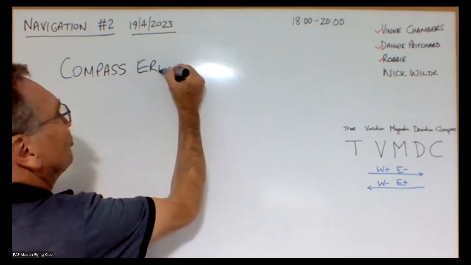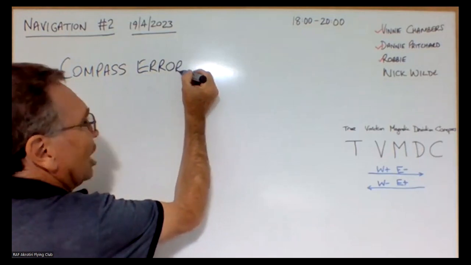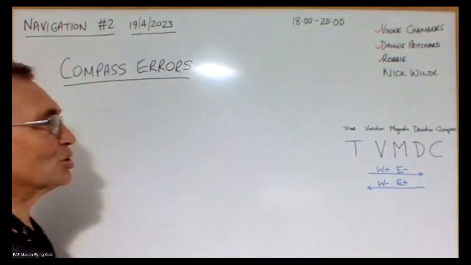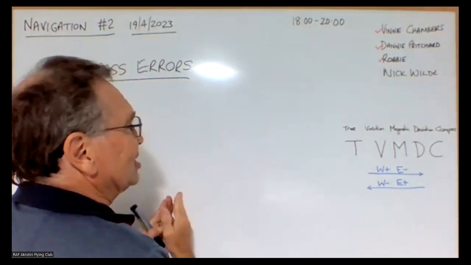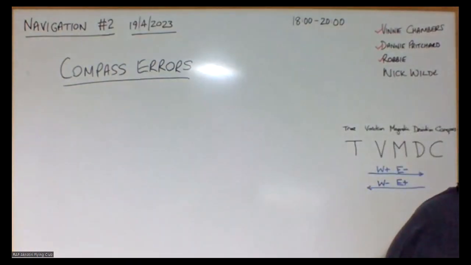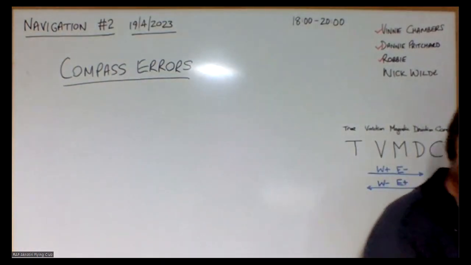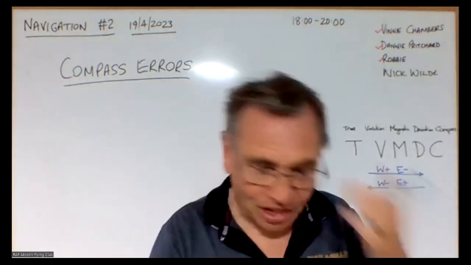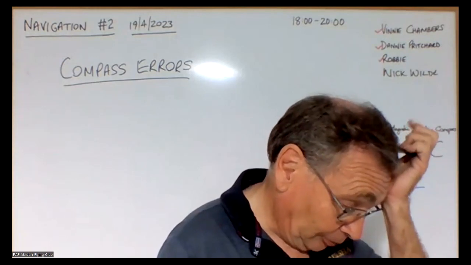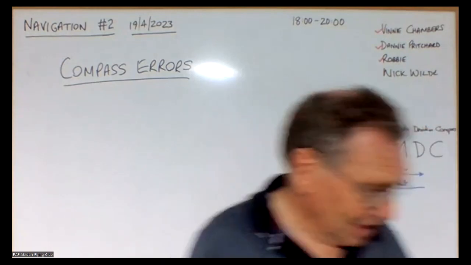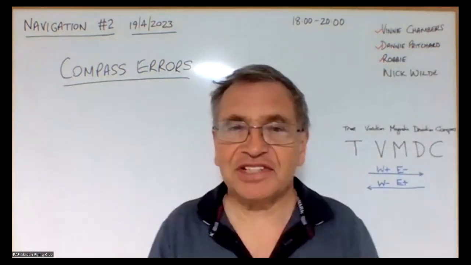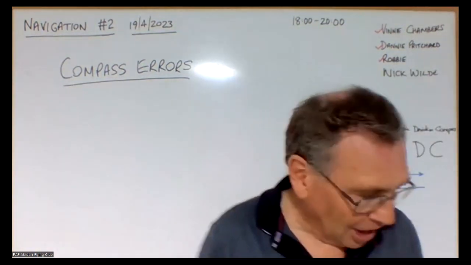So we've talked about variation and we've talked about deviation. Deviation is the difference between magnetic and the compass based on magnetic interference from the aircraft itself. Now there is another thing that causes compasses to go up the creek.